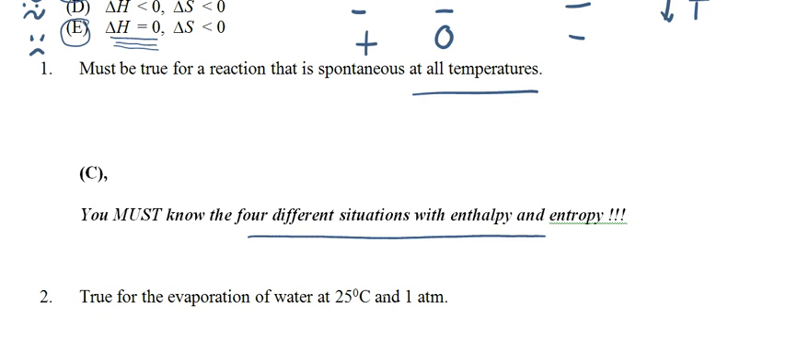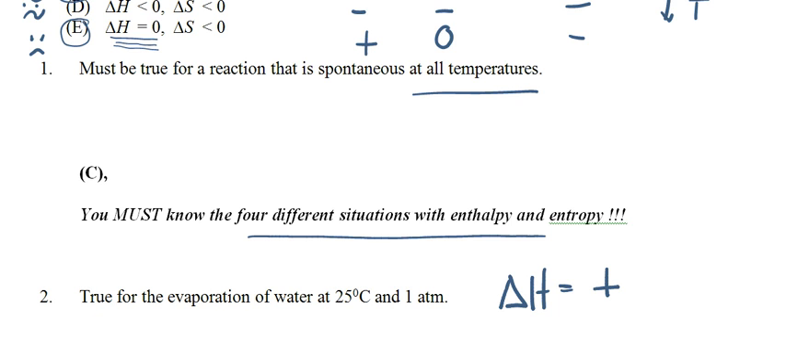True for the evaporation of water at 25 degrees and 1 atmosphere. Remember that when we're talking about an evaporation process, even though the temperature is the same, for water to evaporate, it has to absorb energy, which means that delta H will be endothermic. It's going to absorb energy.